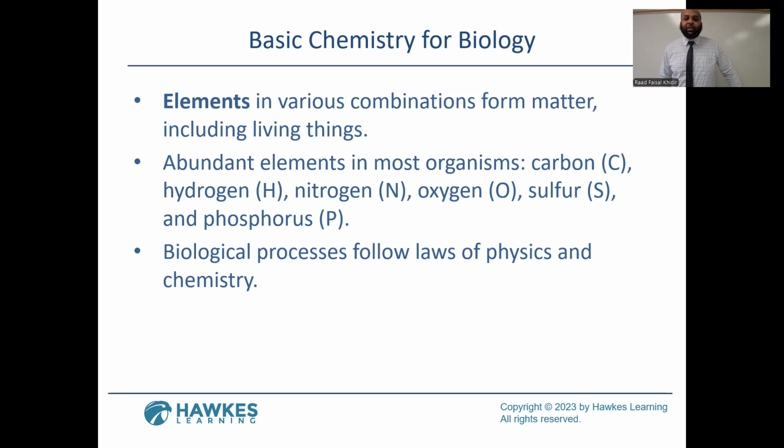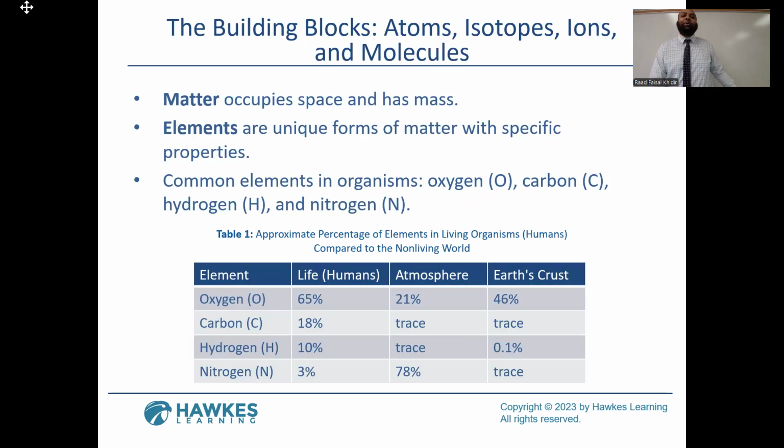So the biological processes follow and obey the laws of physics and chemistry. That's why we have this hybrid field known as biophysics and biochemistry, the physics of the living systems and the chemistry of the living systems. Okay, the matter occupies space and has mass. So you can never have mass unless you have these elements that together make up the matter. Elements are unique forms of matter with specific properties.